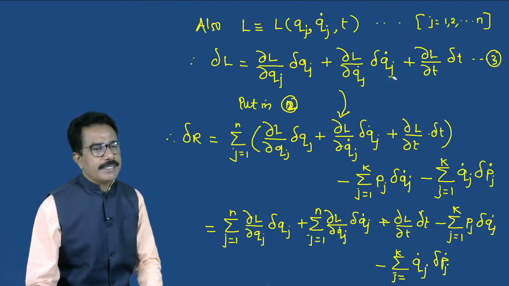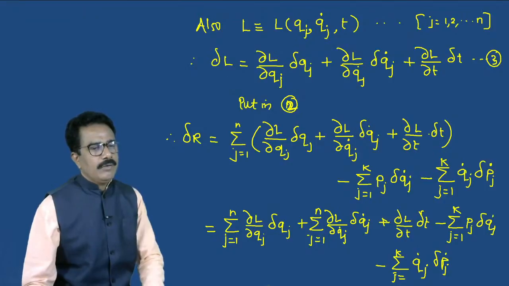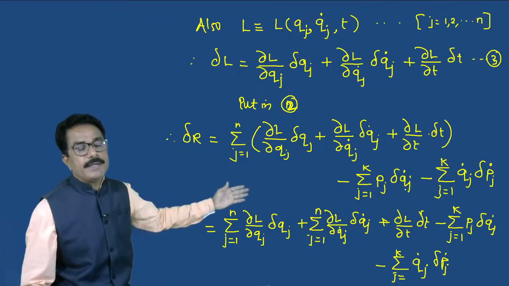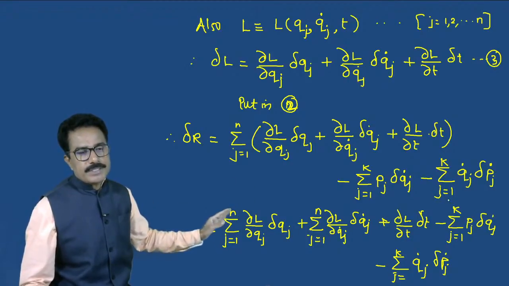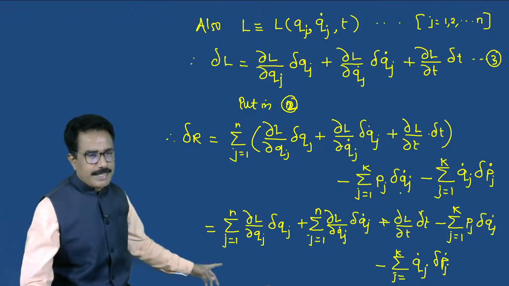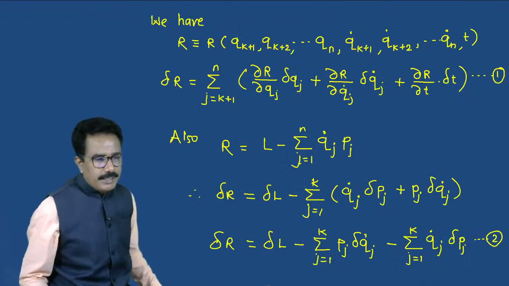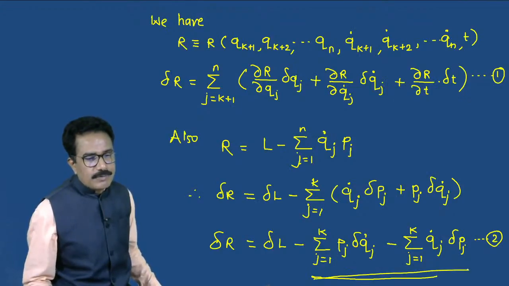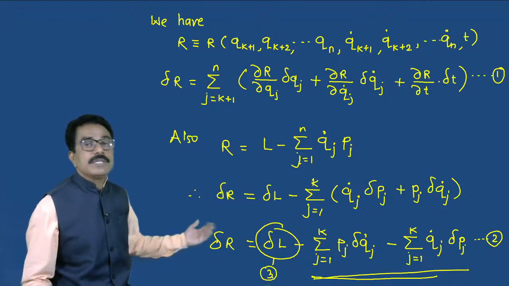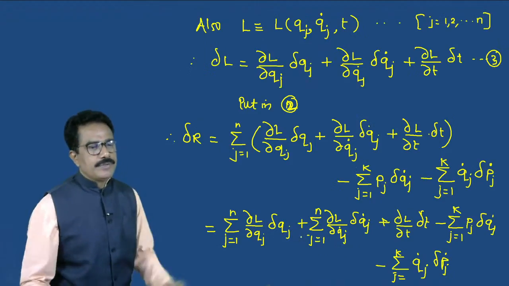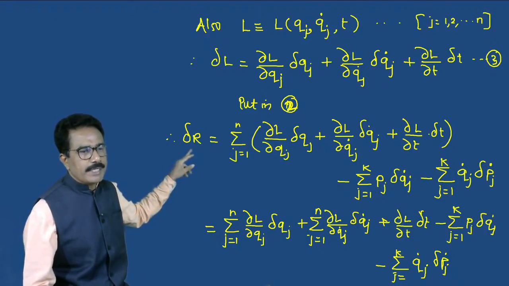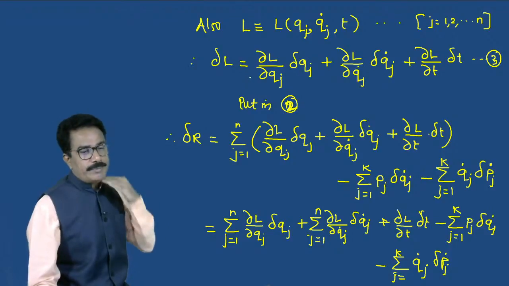So we can write this. Minus summation over j equals 1 to k pj into delta qj dot, minus summation j equals 1 to k qj dot into delta pj. The next two terms remain the same. These two terms are as they are. We have replaced only delta L from equation 3. Replace from equation 3. So we get delta R. We put the value of delta L in 2.